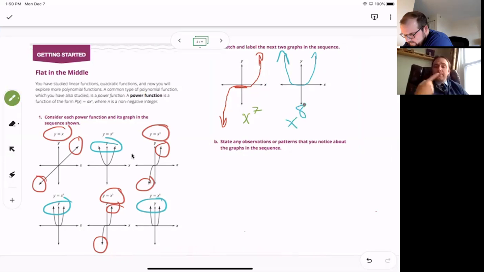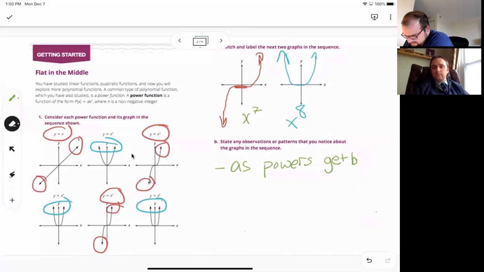So I think I described my patterns as I went. Okay, so pattern 1, I want to talk about the flat in the middle part. As powers get bigger, the middle gets flatter. I'm just going to use their language.